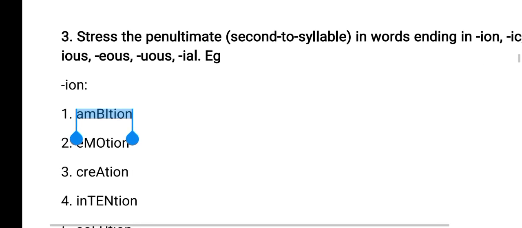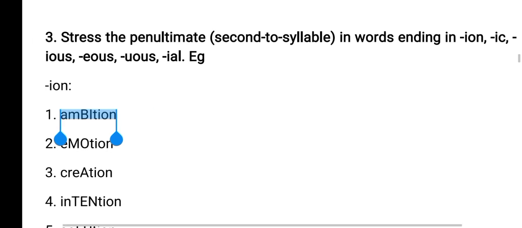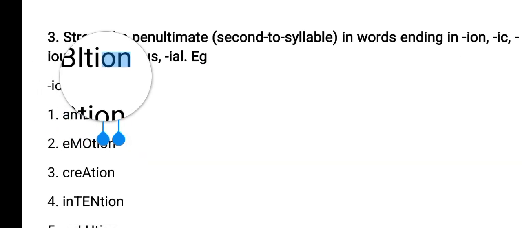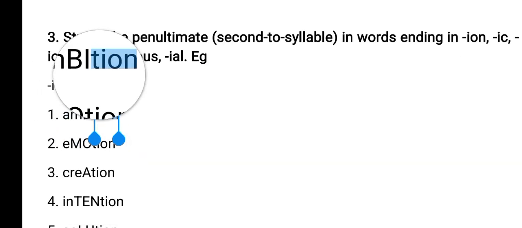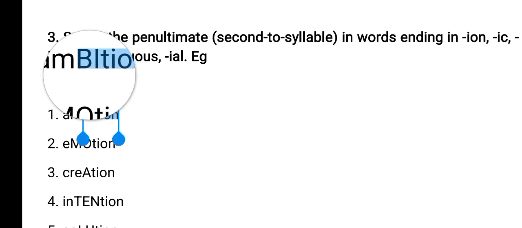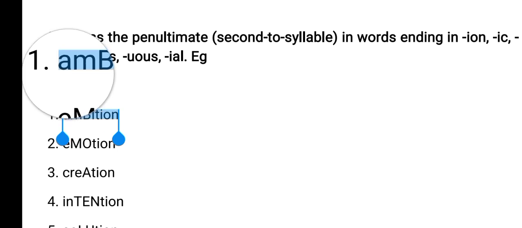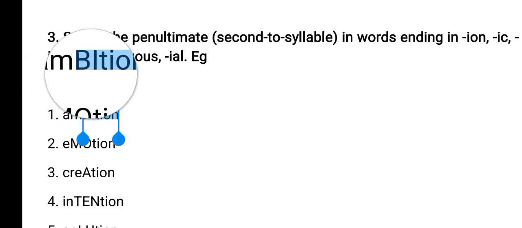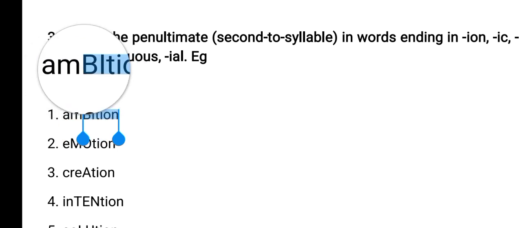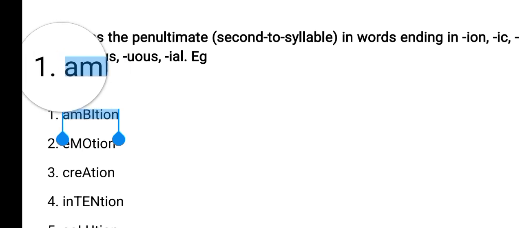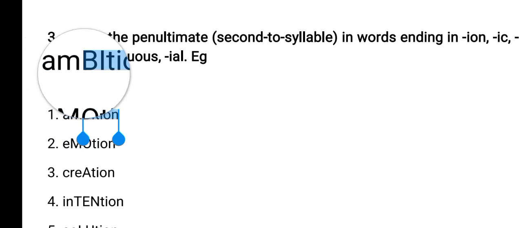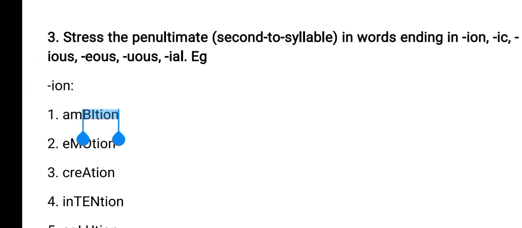Ambition. What is the last syllable here? It is shun. Look at it. Shun is the last syllable. Second to last syllable in ambition is what? Bi. What is the first syllable there? Am. So when we're looking at the second to last syllable in ambition, it becomes what? Bi. So last syllable, second to last syllable, first syllable. Ambition. You get it now?